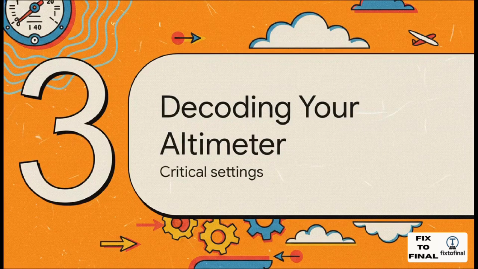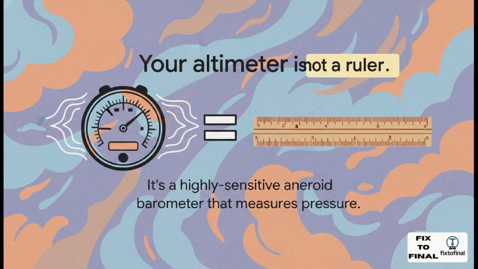Okay, let's take all that theory and bring it right into the cockpit, to the star of the show, the altimeter. Because now that we know the air is constantly changing, we've got to learn how to tell our instrument how to deal with it. I need you to burn this into your brain. Your altimeter is not a ruler. It doesn't know how high it is. It's just a fancy sealed can, a barometer, that senses the static pressure outside. That's it. It just measures pressure and shows you a number in feet.